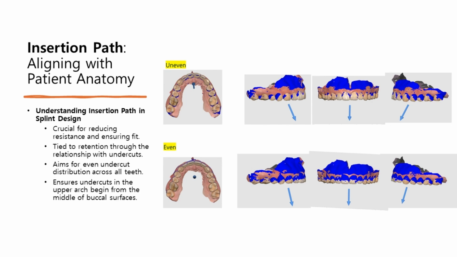Aligning the splint parallel to the long axis of the teeth is another critical aspect. This alignment, coupled with avoiding soft tissue impingement, ensures patient comfort and splint stability. Finally, customization of the insertion path based on the individual's anatomy and the specific design of the splint is essential. This ensures ease of use and stability, catering to the unique needs of each patient.